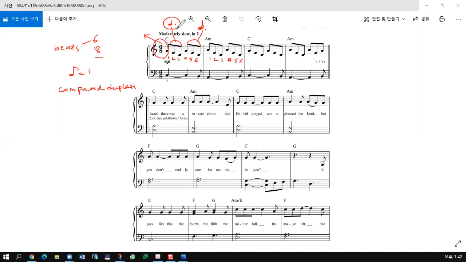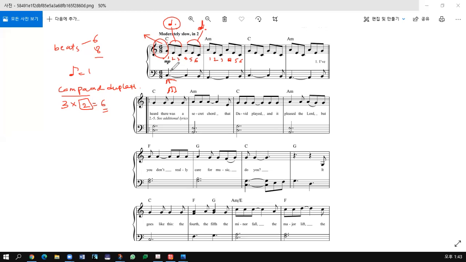And these, you look at this one, right? So this is a dotted quarter note. How many eighth notes here? 3, right? So this dotted quarter note can be divided into 3 eighth notes. So this is compound, right? And then 6 beats in each measure. And then you figure out what number is in the square, which is duple, right?